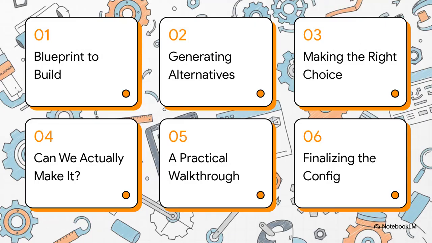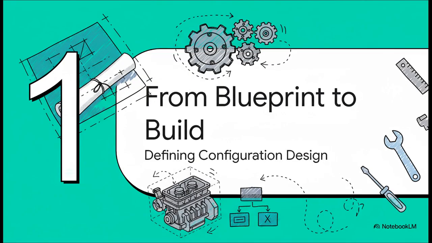Okay, so here's our game plan for today. We're going to start by really nailing down what configuration design is. Then we'll get into the creative part, how to brainstorm different options. After that, and this is crucial, we'll talk about how to pick the best one. We'll even tackle that all-important question, can we actually make this thing? We'll walk through an example to see it all in action, and wrap up with a final checklist to make sure we've covered our bases. All right, let's dive right in.